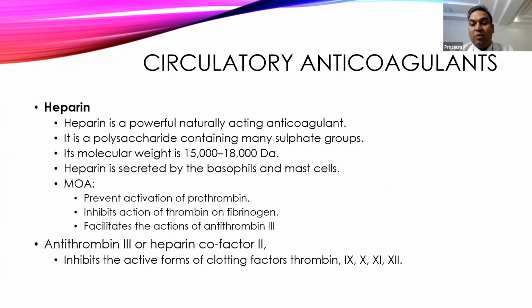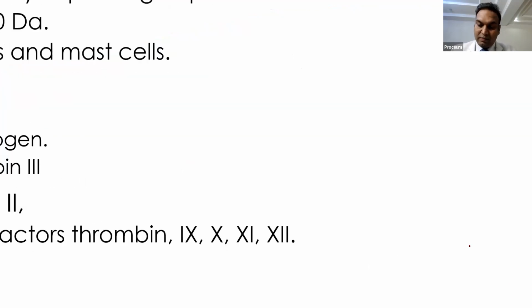Then the presence of circulatory anticoagulants in the blood. The first is heparin. It is one of the most powerful anticoagulants. Previously, it was found that it is synthesized by the liver, and that's why the name heparin was given. HEPA stands for liver, but it is also synthesized by various cells like basophils and mast cells. It has a high molecular weight, 15,000 to 18,000, and it is a polysaccharide which contains sulfate groups.